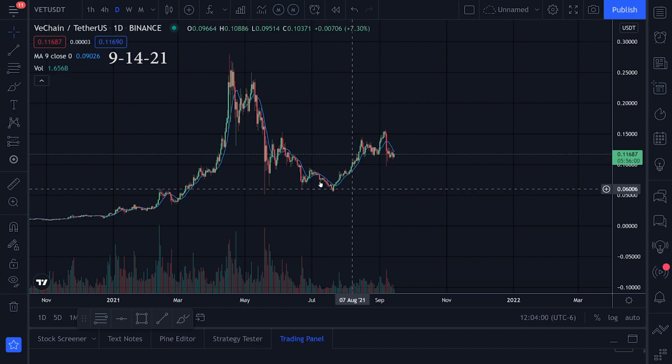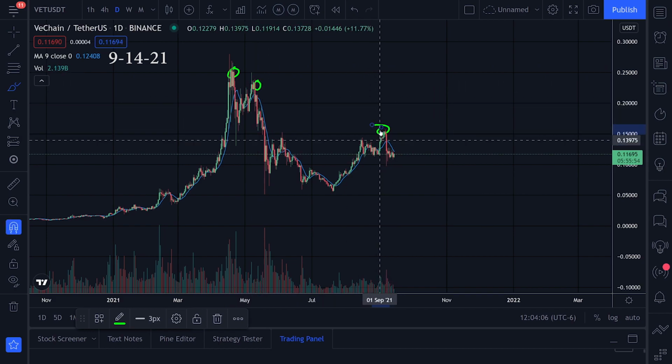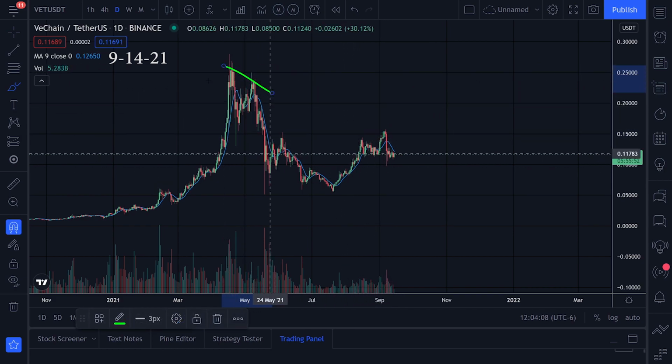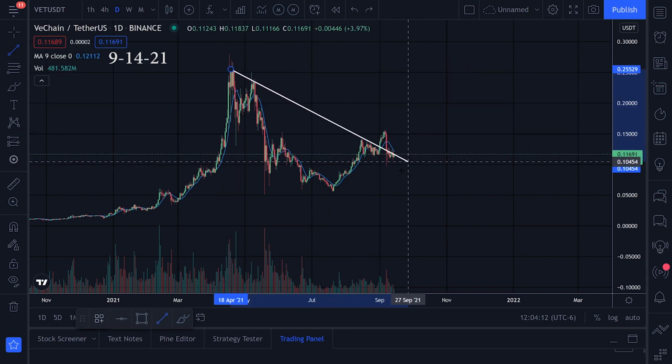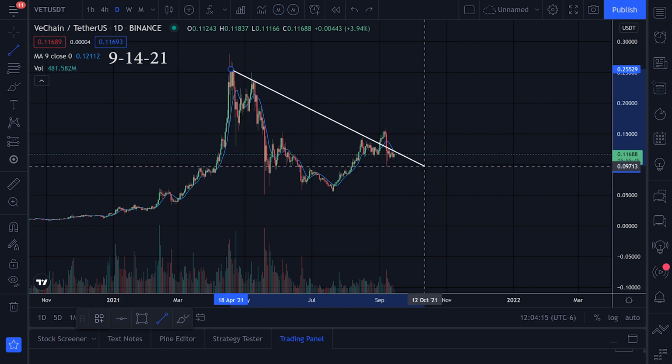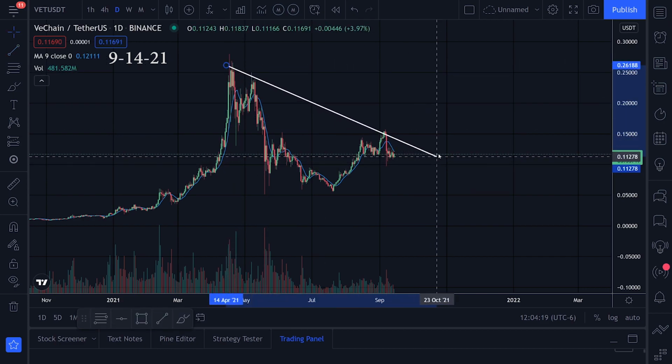Alright, so the next chart we're going to look at is VeChain. What I'm looking at on VeChain is we have resistance right here, and resistance right here, something like that. I'm looking at these two mainly. So let's do a downtrend, something like that. Actually, maybe something like that, but I don't know. I guess you could maybe argue something like this.